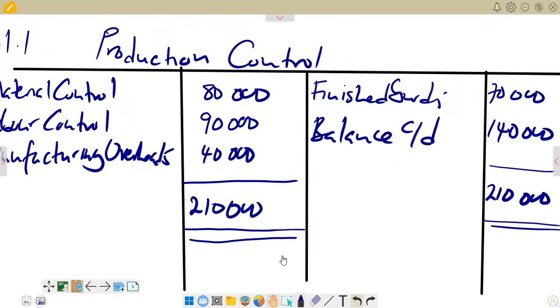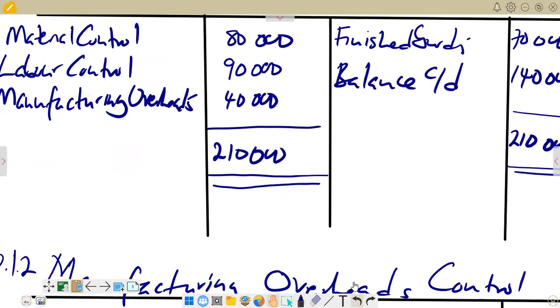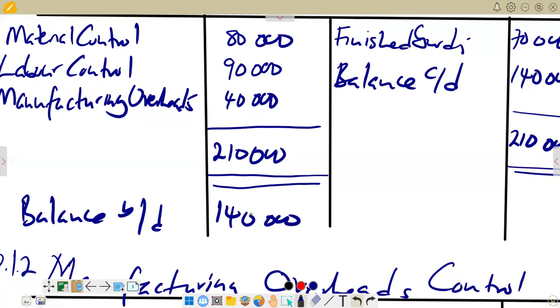And then we go down. Obviously we are also supposed to have our balance b/d, which is going to come on the opposite side below the double lines. Balance b/d, which is 140,000. So this is the figure that we have.